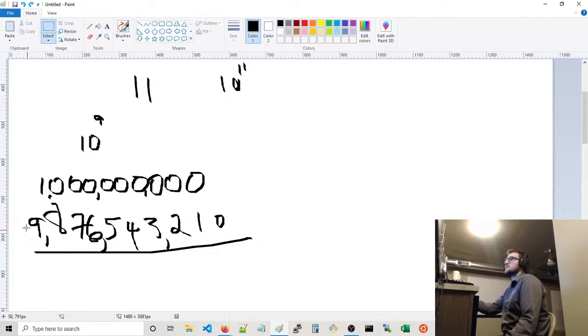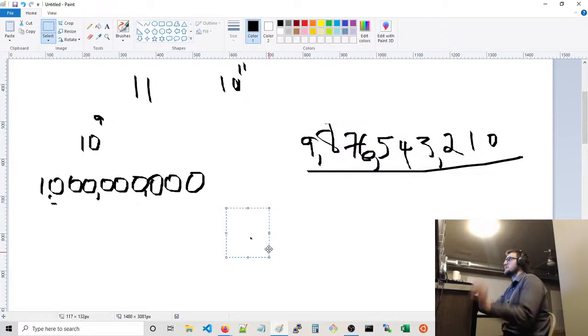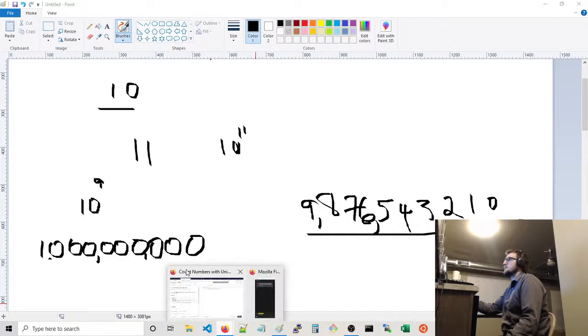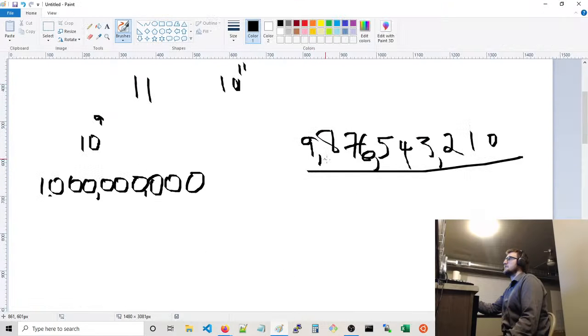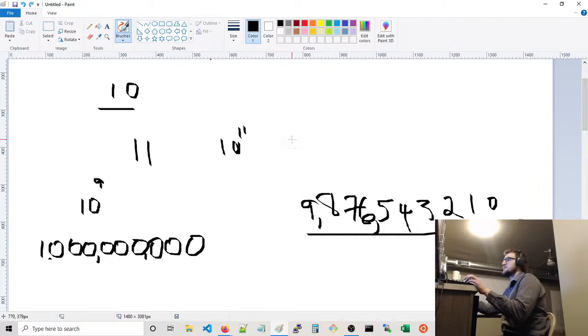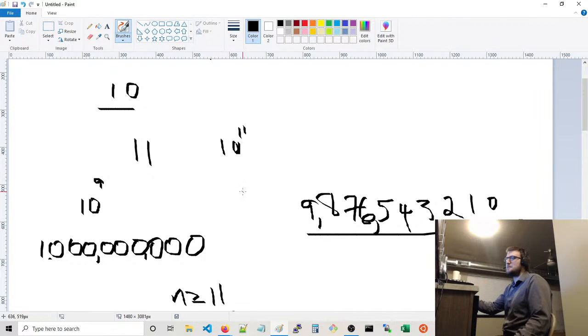Which is still a lot of numbers to go through, but basically we don't need to consider if n is greater than or equal to 11, so less than 10 to the n. Then it's constant time. You can calculate that directly. It'll be the same number every time.